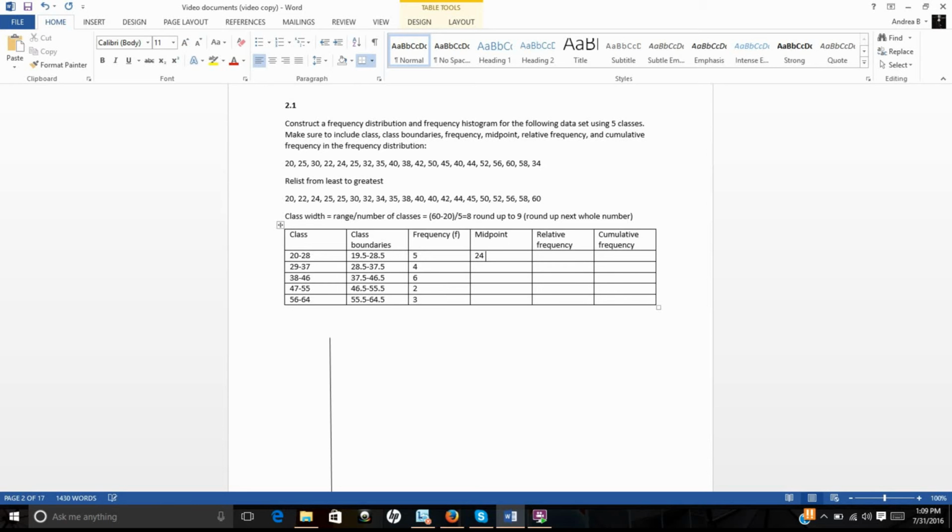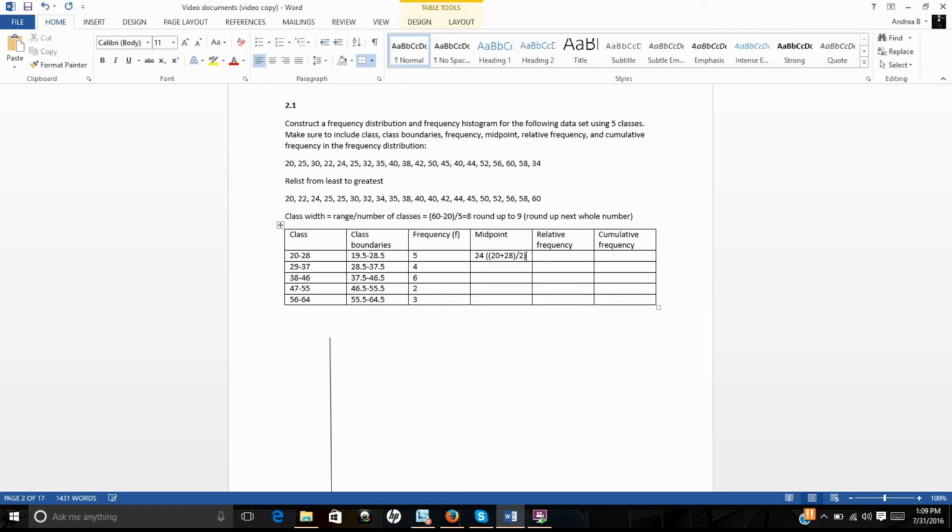Once again, we can write in parentheses after that, that was from doing your 20 plus 28, and then dividing it by 2. So doing the average of the lower class, upper class limit. So that's how we got to that value of 24. And then you do the same sort of thing for each of those midpoints.